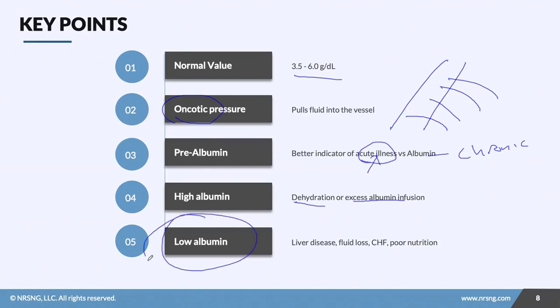I really want you to focus on understanding and learning what's causing low albumin. That's what you're going to see in your patients. That's what you're going to be tested on. That's what you need to know. The main driver of this is going to be liver issues, liver disease, fluid loss, CHF, and poor nutrition.